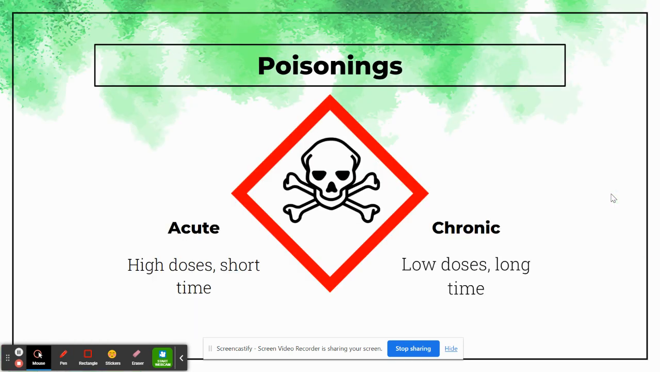So for poisonings themselves, and this doesn't necessarily have to be poisoning with arsenic or anything like that, it could just be any substance that's toxic up to a certain amount. There's two different ways that you can be poisoned. What's called acute, which is lots of it in a really short time, or chronic, meaning it's a little bit over a very long time. So both of these types of poisonings can happen. It just depends on how much is consumed at once.